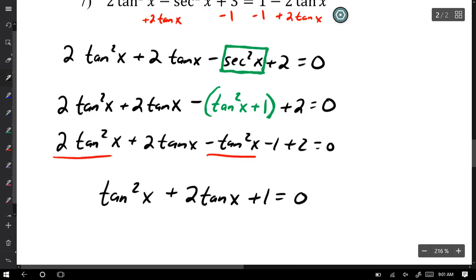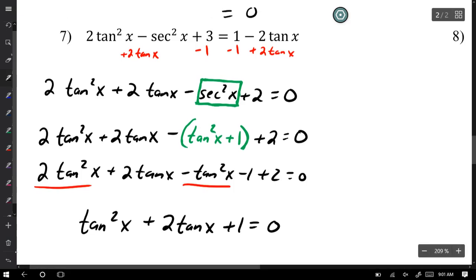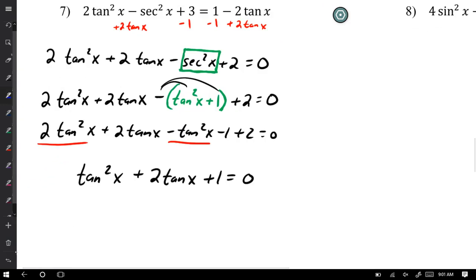That was a lot of work just to get equal to 0. But why is this one a lot of work compared to the other ones? Well, it wasn't equal to 0 in the beginning, and we had to get like terms because I saw a secant squared of x there. Then I had to realize I am subtracting it, and I have to distribute that to both terms. So that's a lot to get there, but the process is the same. Once it's equal to 0, we're going to factor and solve.